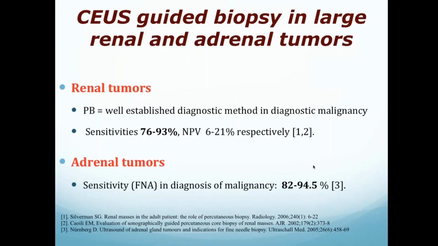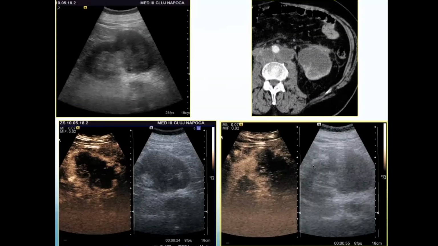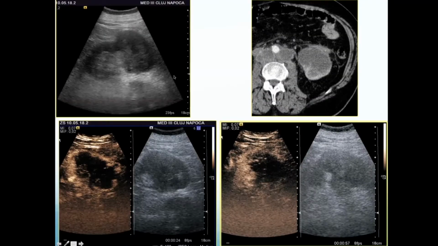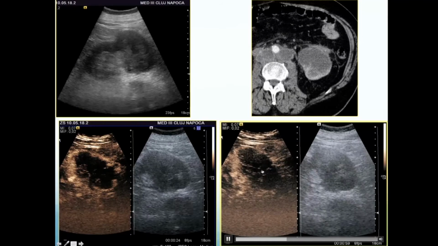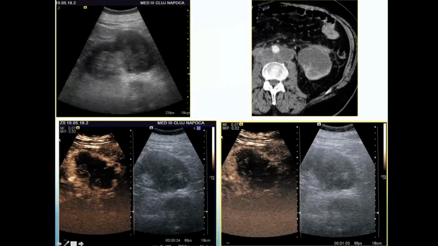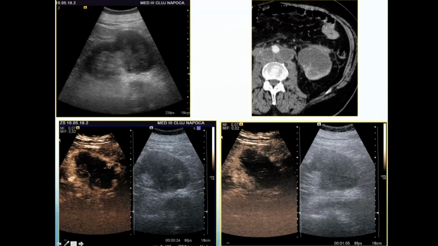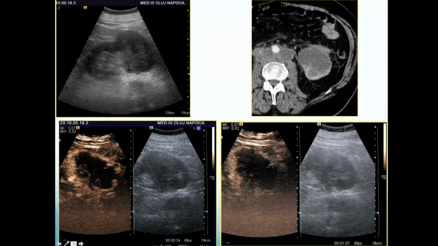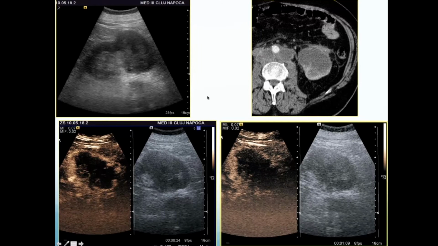What about other lesions? It was demonstrated, although there is not yet a published paper, that for renal and adrenal tumors, where we also do not have 100% sensitivity in diagnosis, we have an increase. And look here, a renal tumor, a large renal tumor with a lot of necrosis inside and some active parts on the periphery of the lesion. So we have to sample the specimen from there.